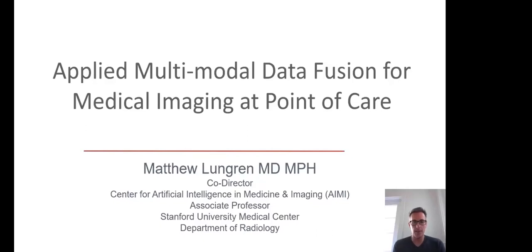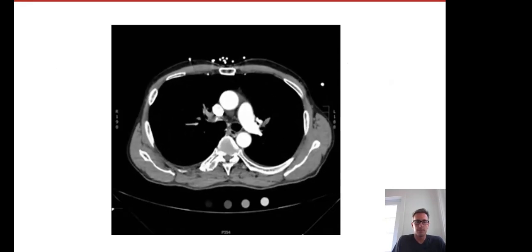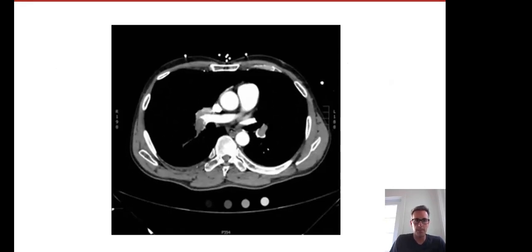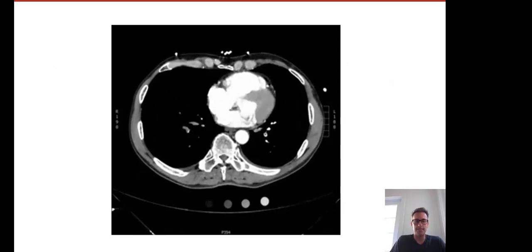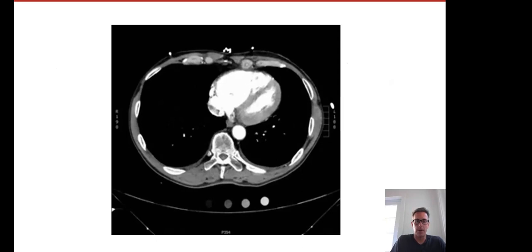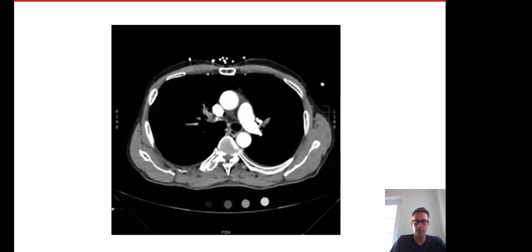Hello, everybody. I'm Matt Lungren, and I'm the co-director of the Artificial Intelligence and Medicine Imaging Center at Stanford University and associate professor in the Department of Radiology. I'm going to talk today about applied multimodal data fusion for medical imaging at the point of care. So when we think about medical imaging projects, we often think about very pixel-based analysis, right?